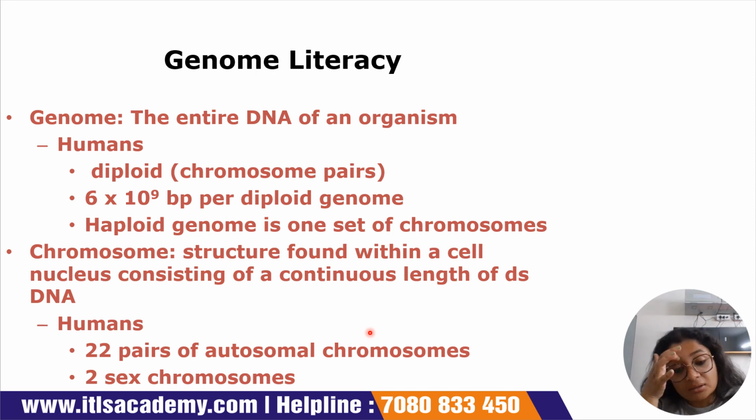Humans will have, as I mentioned, 22 pairs of autosomal chromosomes. Autosomal chromosomes means they will be present in all the cells of our body, irrespective of whether they are the gonads or the normal body cells. But sex chromosomes will be only one pair, two in number, XX or XY, which will be present only in the gonads. Gonads means ovum or egg or ovary in case of female, and sperm or semen in case of male. That is the gonads.